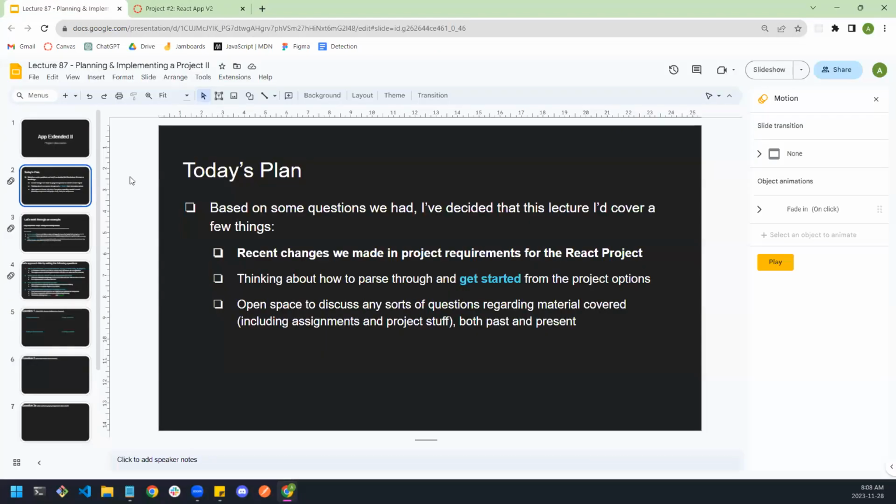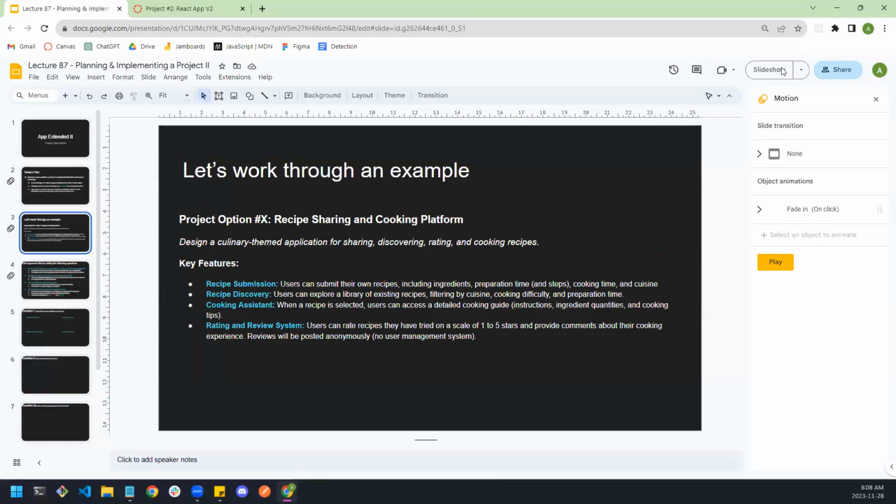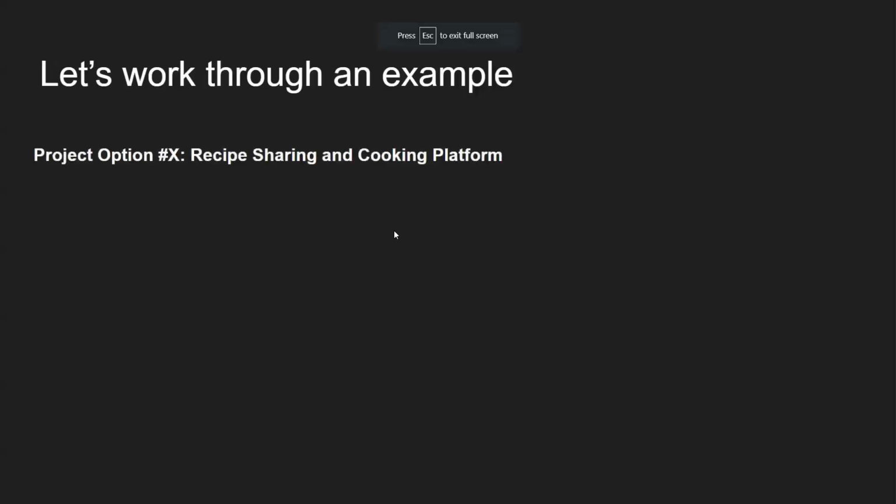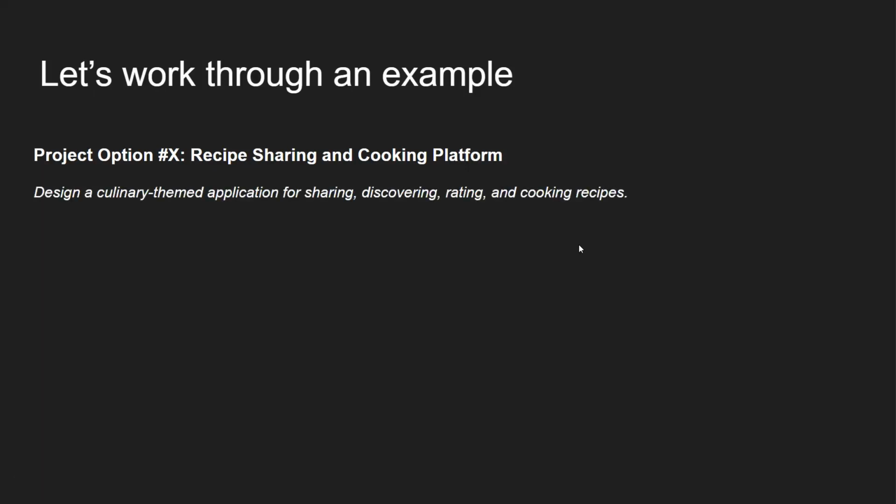So let's now actually go through an example. Why not? Today we're going to go through an example. I made up a project option, and this project is called Recipe Sharing and Cooking Platform. You cannot pick this as project 2, because I'm going to be doing it right now. But this is just an example of how to get started on your project. This example wants us to design a culinary themed application for sharing, discovering, rating, and cooking recipes. Pretty interesting.